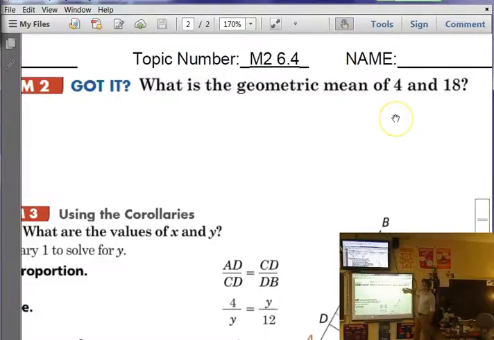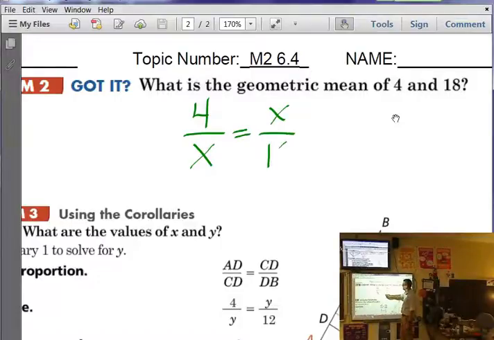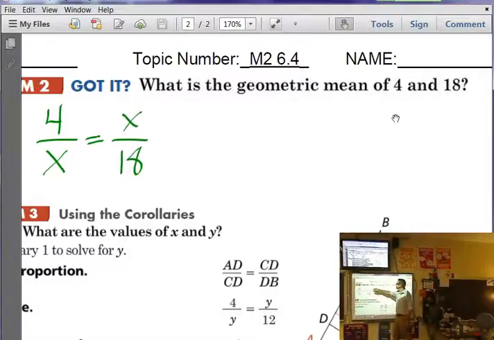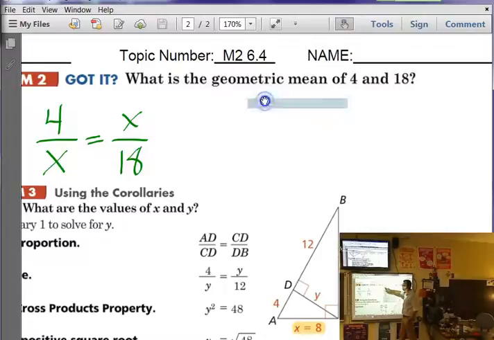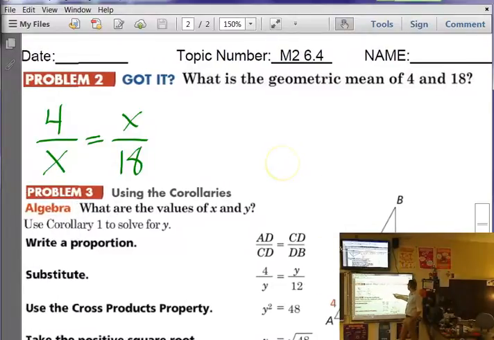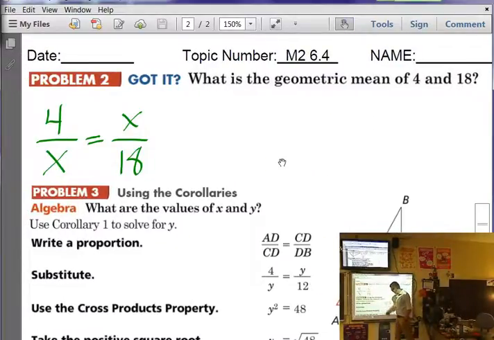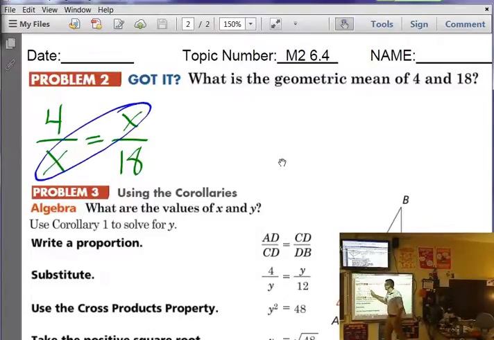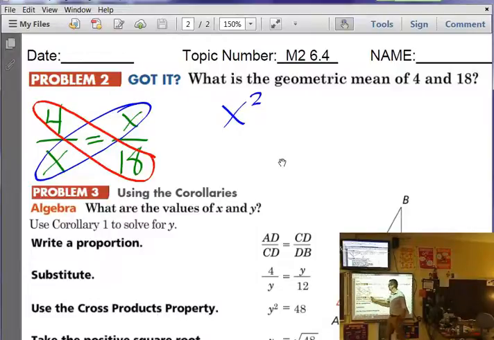Okay, so let's do 4 and 18 really quick. So geometric mean, that means 4 and 18 will be my extremes. Your extremes are on top left, bottom right, so go ahead and set up your proportion. From there, we're going to cross multiply. 4 times 18. What's 4 times 10? 40. 4 times 8? 32. Yeah. 72.